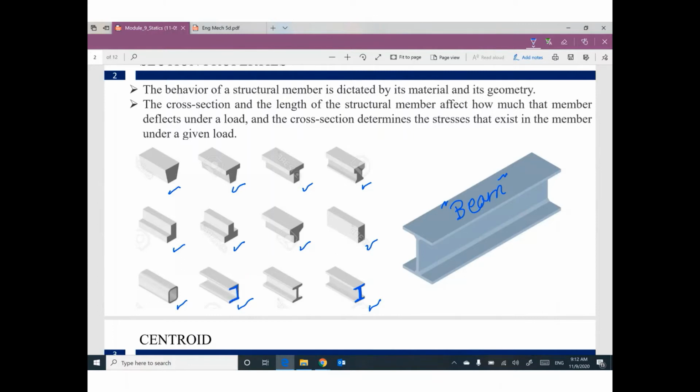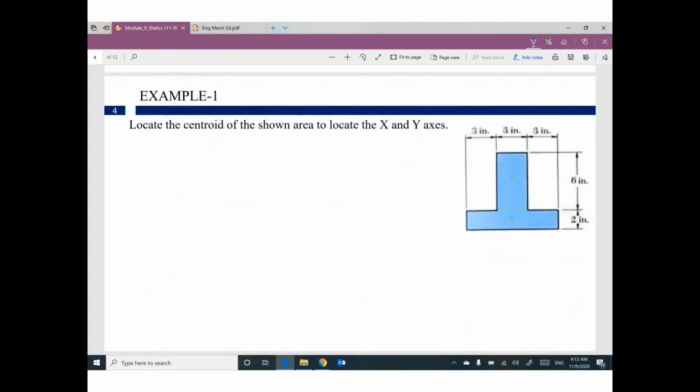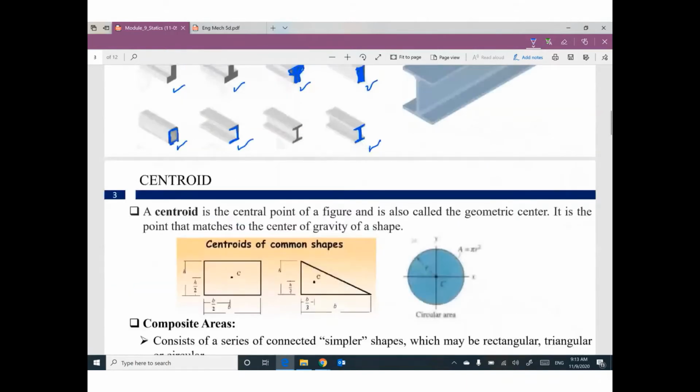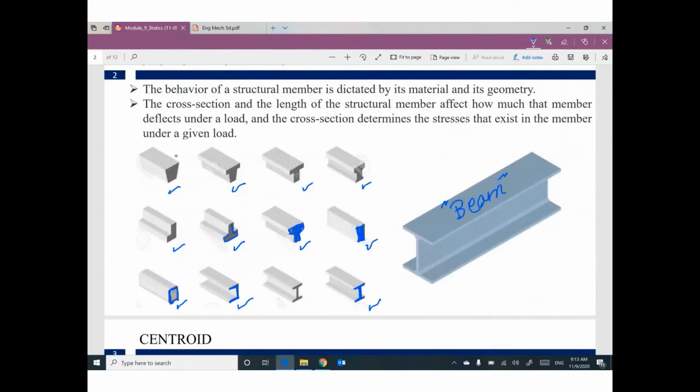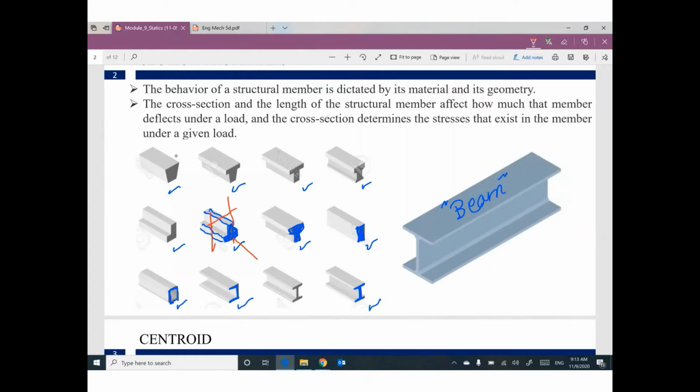In this case, it looks like a hollow rectangle. This shape looks like a rectangle. This shape looks like something like this. But I will give you a shape like this, and you need to understand this shape. What is the meaning of this shape? This shape in real life looks like a beam. In the isometric, it looks like this. What I did is I did a cut, and looking at this cut, the shape of the cross section looks like an inverted T shape.